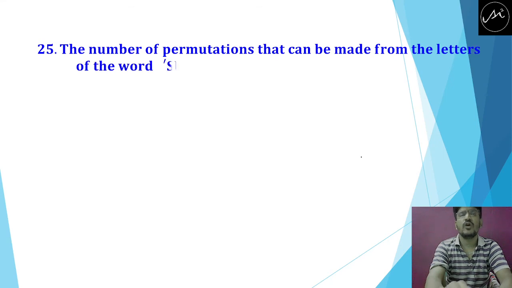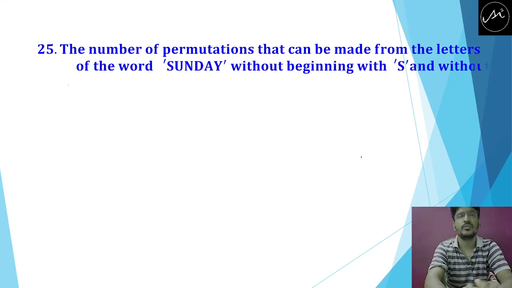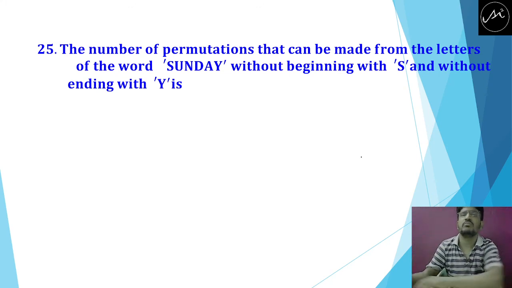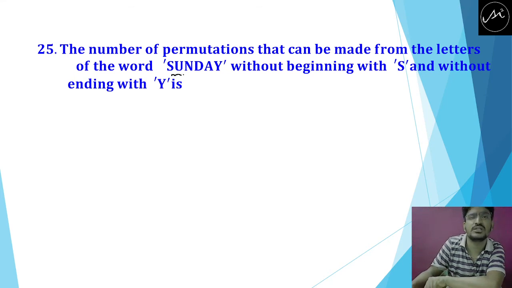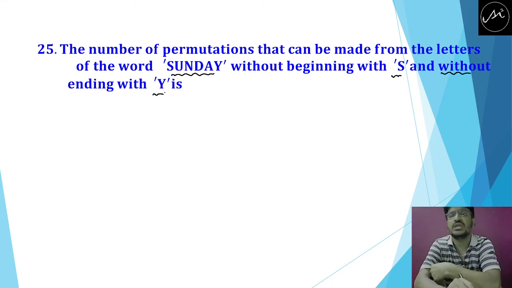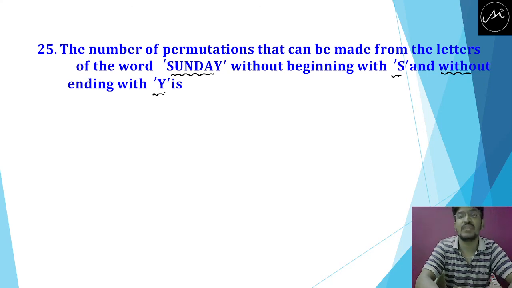Now we can go for the 25th problem. That is the number of permutations that can be made from the letters of the word Sunday, without beginning with S and without ending with Y. The number of permutations that can be made from the letters of the word Sunday without beginning with S and without ending with Y.